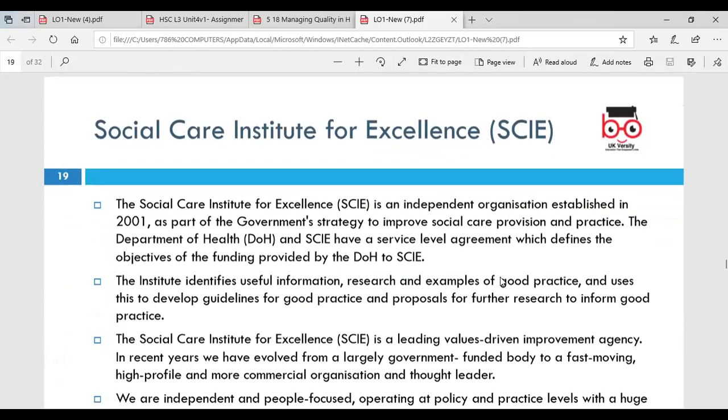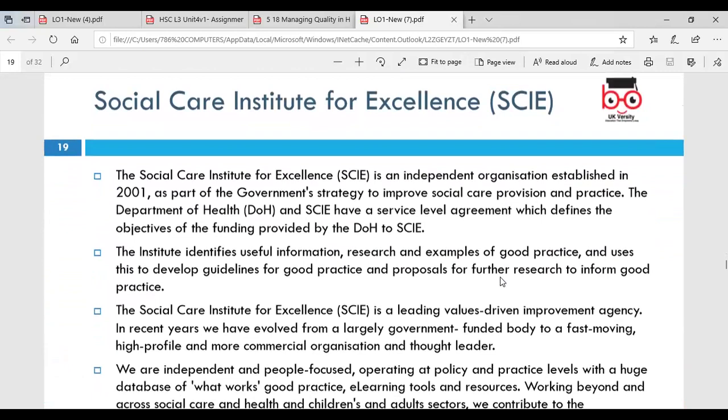Then we come to Social Care Institute for Excellence. This is also, again, an independent organization that was established in 2001. This was a part of the government strategy in order to improve social care provision and practice. There's a Department of Health and this Social Care Institute of Excellence. They have a service level agreement, and this defines the objectives of the funding provided by these two organizations. So it provides some useful information. There's a lot of research that goes into it, and there are different examples where good practices have been shared, and they have developed guidelines and proposals for further research also.